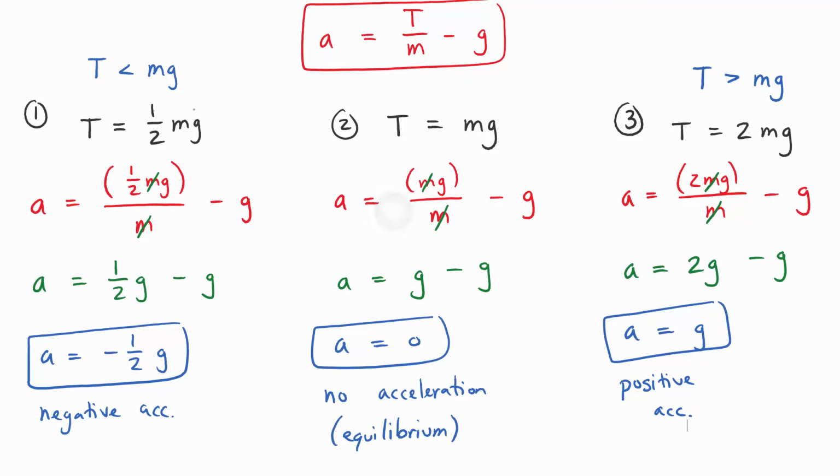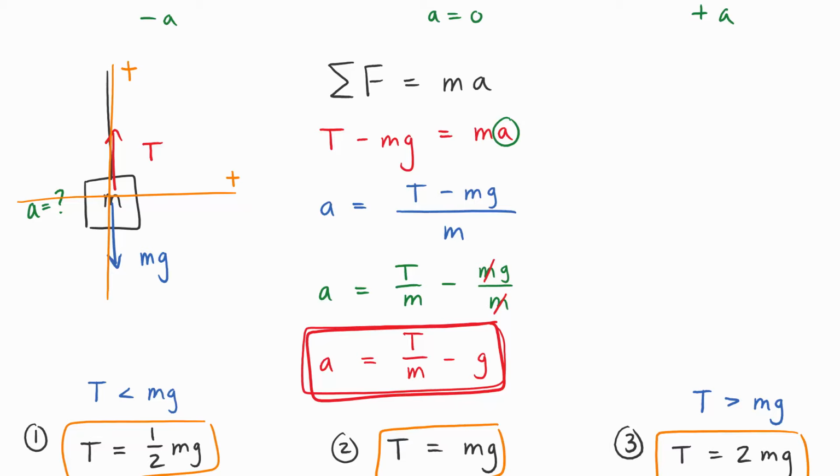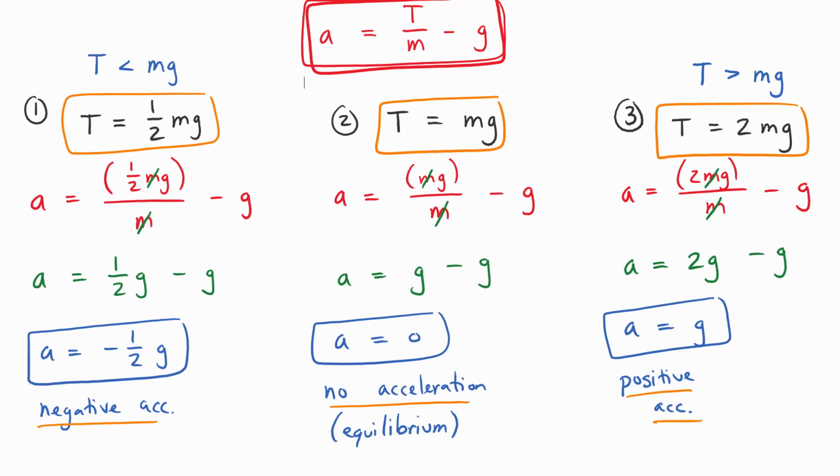So here we see our predictions of tension less than mg, tension equal to mg, and tension greater than mg. They give us exactly what we predicted before we even did any of the math, which indicates to us that this expression for the acceleration is correct. We used Newton's second law, we drew a little diagram, determined the net force, solved for the acceleration, and this mathematical expression contains all three possibilities for the acceleration of the block hanging from the string.